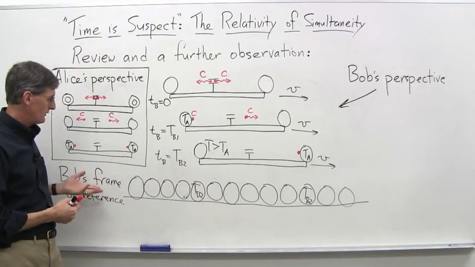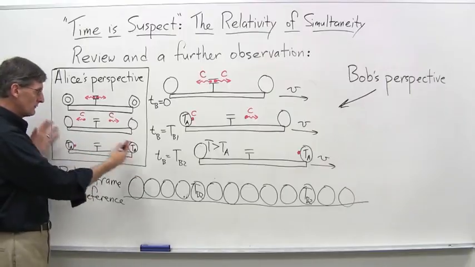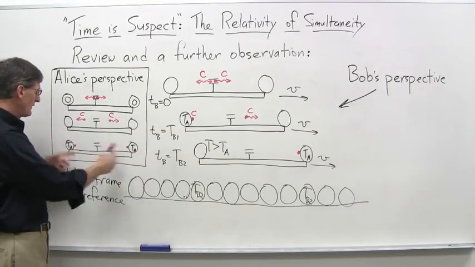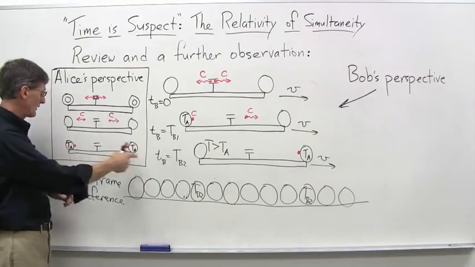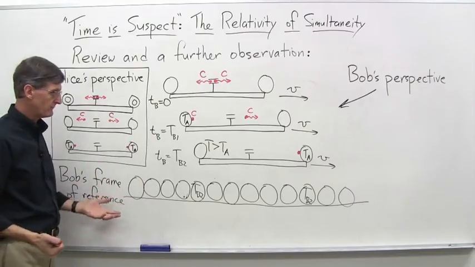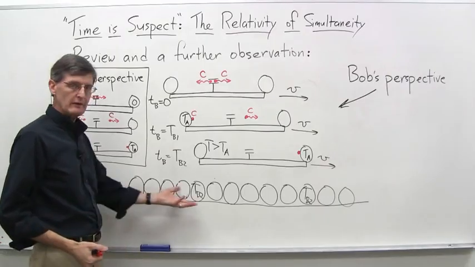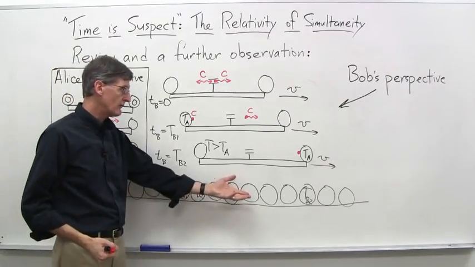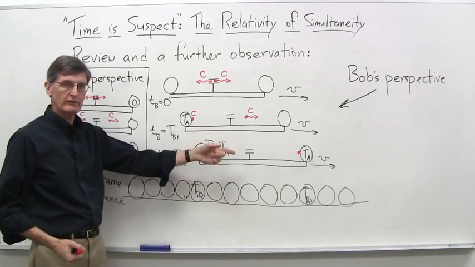Let's start with Alice. Alice is saying, what's the big deal? My clocks are synchronized. They hit exactly the same time. My clocks read T_A. Everything's fine. Bob is saying, wait a minute here. It's my clocks that are synchronized, and clearly these photons did not hit at the same time.